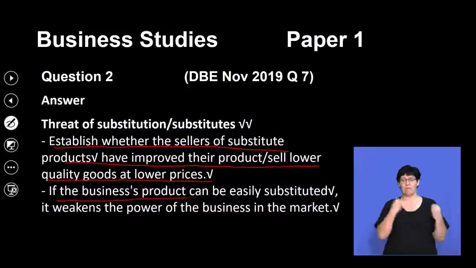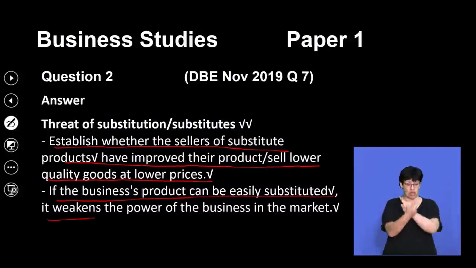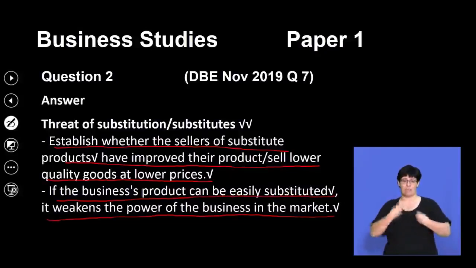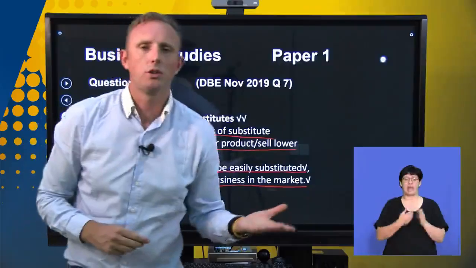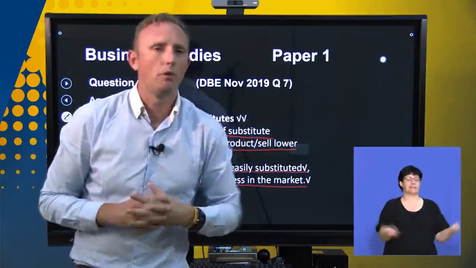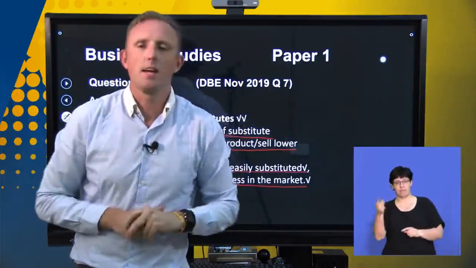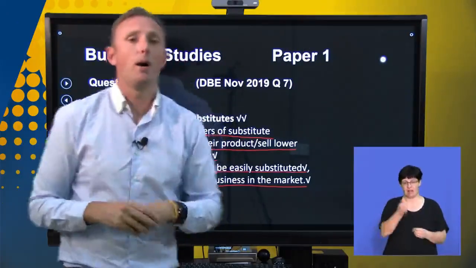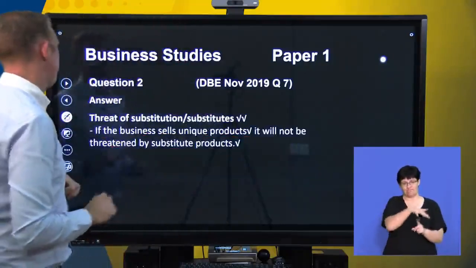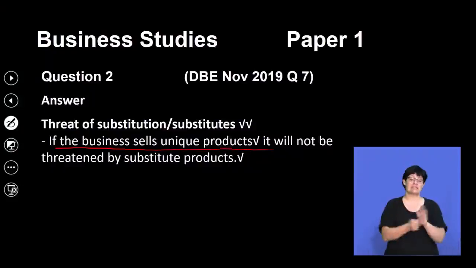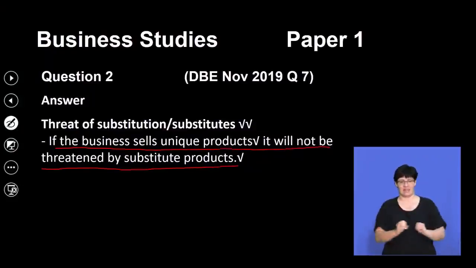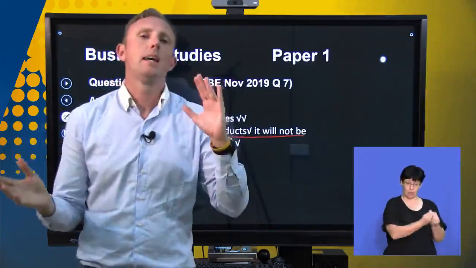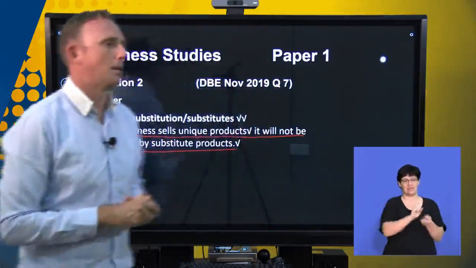And if the business's product can easily be substituted, it weakens the power of the business in the market. So if I can just go to the shops and buy a rival brand, it's easy as pie for me, and we're going to see that the business has little power in that regard. And if the business sells unique products, it will not be threatened by substitute products. So the more unique your product, the less likely it will be to be substituted.